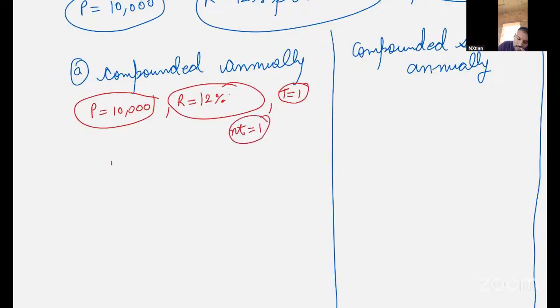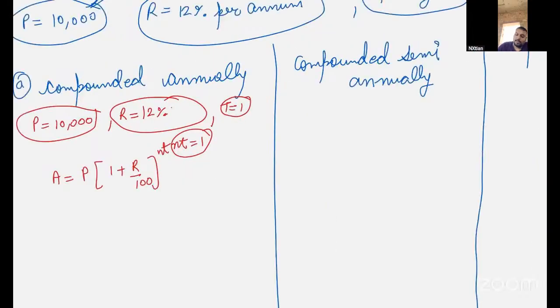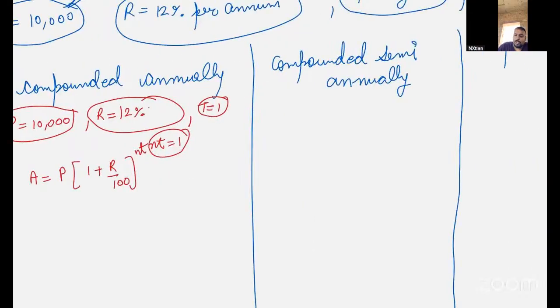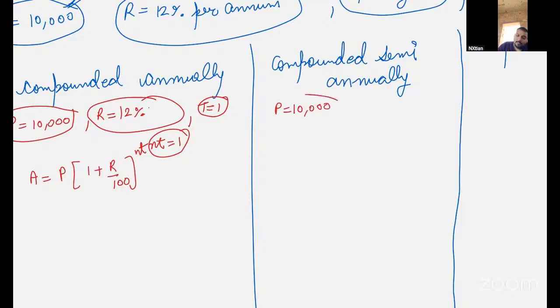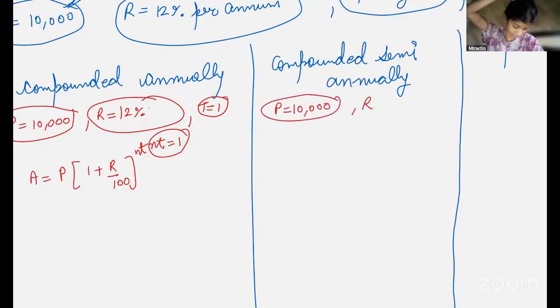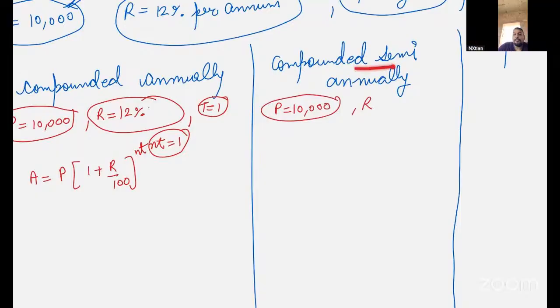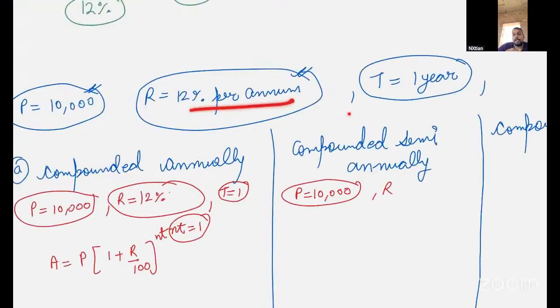Okay. So A is equal to P into (1 plus R upon 100) to the power NT. So you have to put the values and you have to solve it. Did you understand? Now we'll come to the compounded semi-annual. Miracle, how much principal will be there in compounded semi-annually? 10,000. Okay. What will be the rate? 12%. Listen, listen, listen. It is compounded semi-annually. So 12% is per annum, for a year.